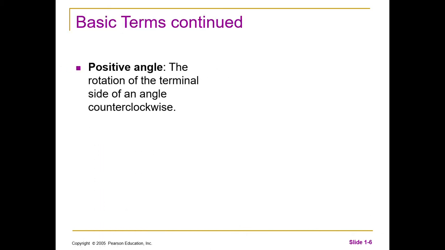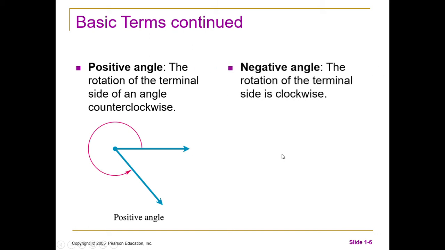So, a positive angle is the rotation of the terminal side of an angle counterclockwise. This is counterclockwise. So from the origin, going this way is your positive angle. When we say negative, it is clockwise; the rotation of the terminal side is clockwise. This is a negative angle.